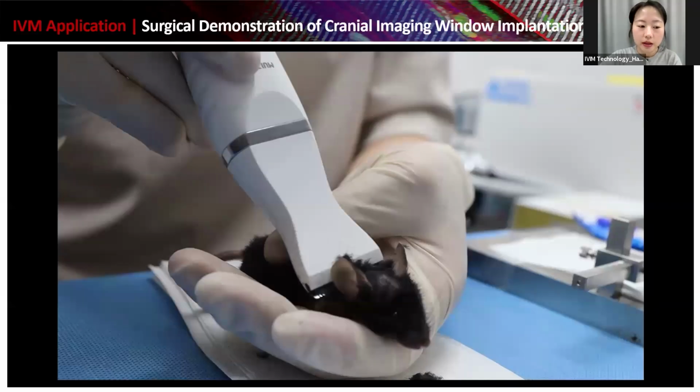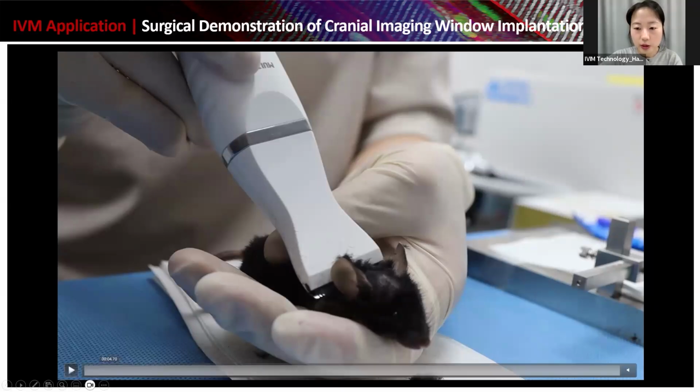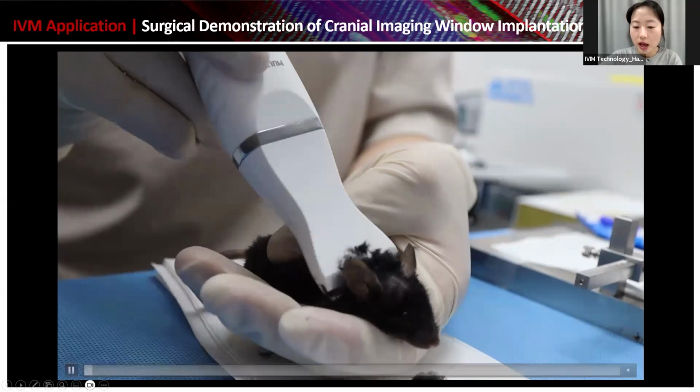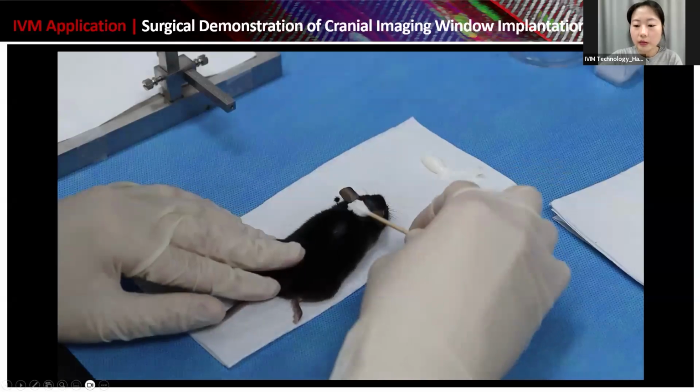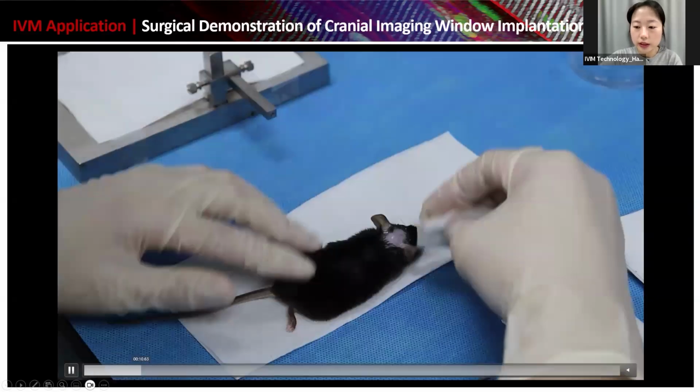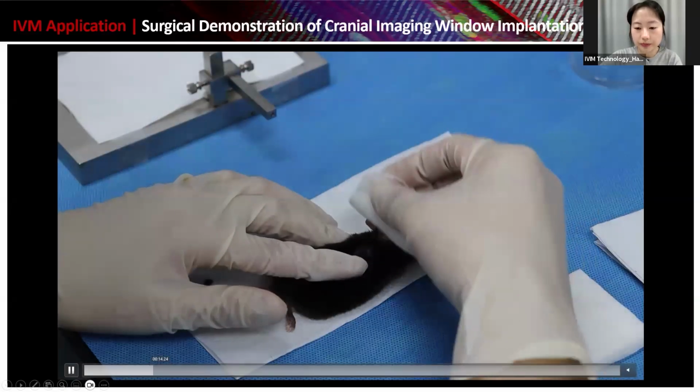First, the description of the cranial imaging window implantation surgery to visualize the surface region of the brain. To give you a clear overview of the procedure, I have prepared a short video demonstration here. After removing the hair with clippers and depilatory cream, the mouse is positioned on the surgical stage.